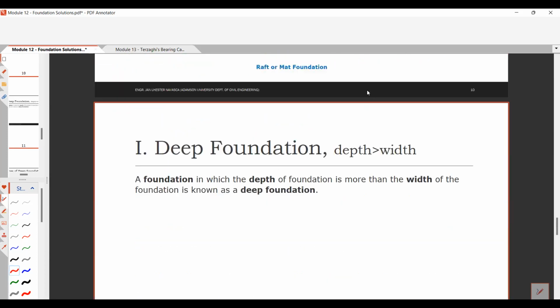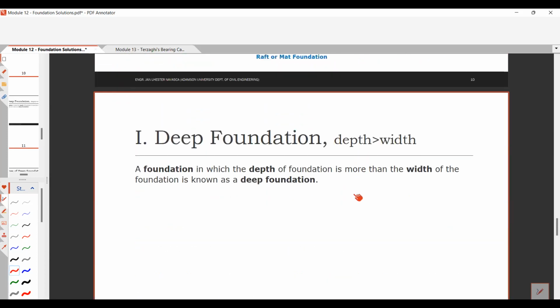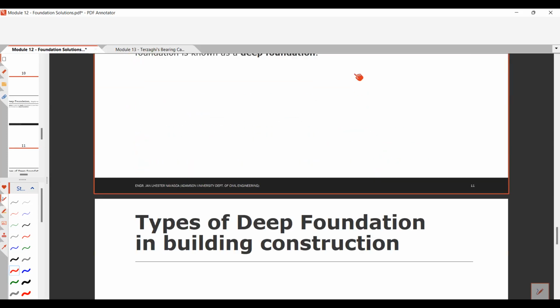Okay, then for the deep foundation, this is when your depth is greater than the width. Okay, the depth is greater than the width. So a foundation in which the depth of the foundation is more than the width of the foundation, it is known as the deep foundation.